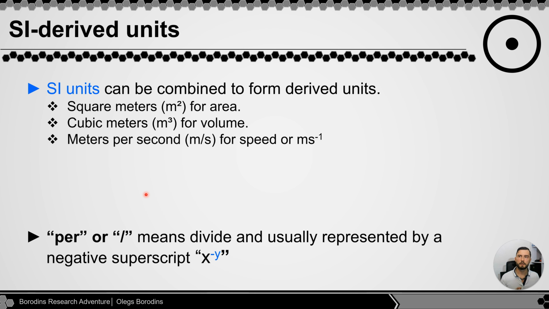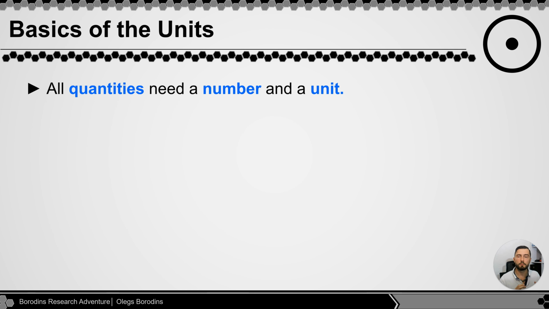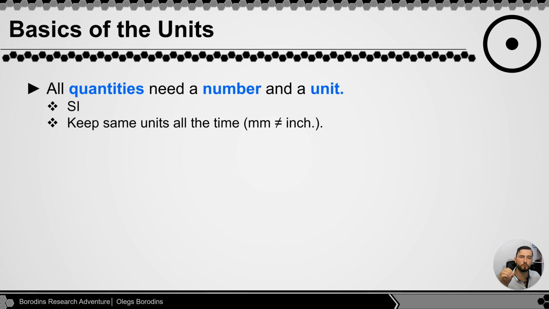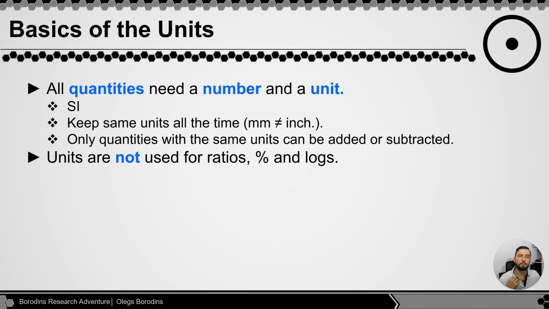For example, let's say cells per milliliter. So we also can show it as cells per milliliter to the power of -1. So any quantity consists of the number and the unit. And ideally it should be SI units, but whatever units you use, just keep them the same, because only quantities with the same units can be added and subtracted. And the numbers representing ratios, percentages, or logs, so-called dimensionless numbers, don't need a unit.